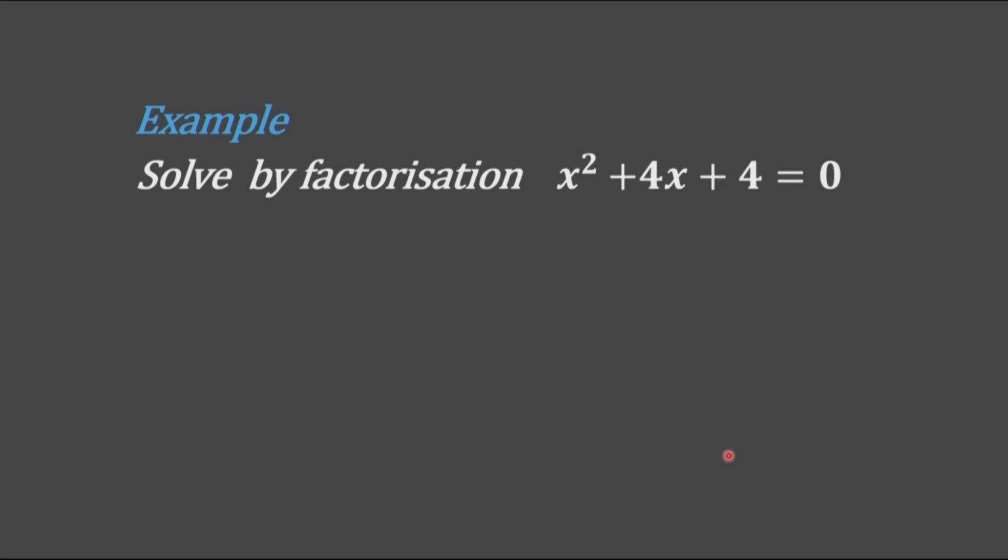Now let's look at this. One of the ways we have learned to solve a quadratic equation is a method we call factorization. Look at this example here. You are given a question like solve by factorization. Note this is a quadratic equation. Why? It is in the form ax squared plus bx plus c is equal to 0, where a is 1, b is 4, c is 4. I think we've seen this equation previously.